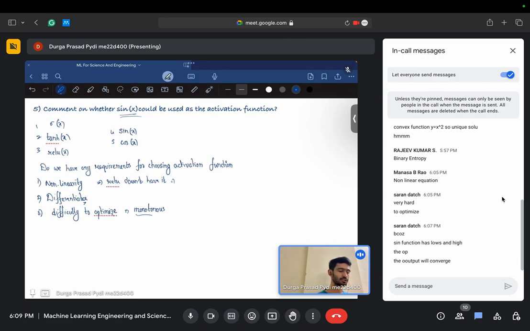What are some other functions? I don't know how many of you are already familiar with Legendre polynomials. Maybe I'll write Legendre polynomial. They are another class of functions that can also be used. So they are also non-linear. They have some special properties, depending on your problem.